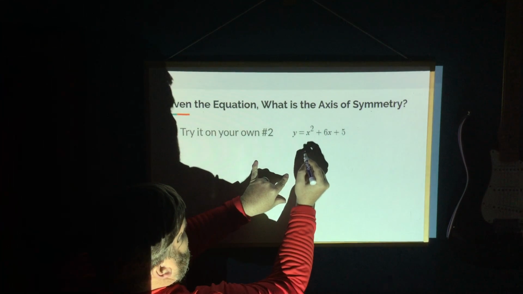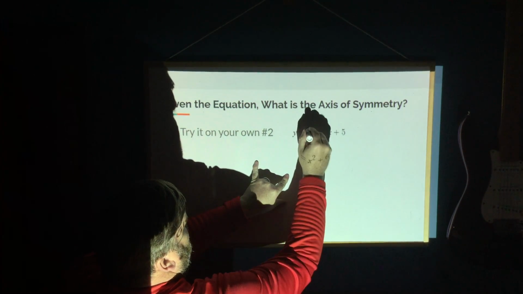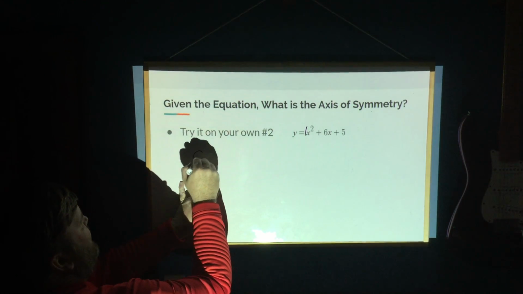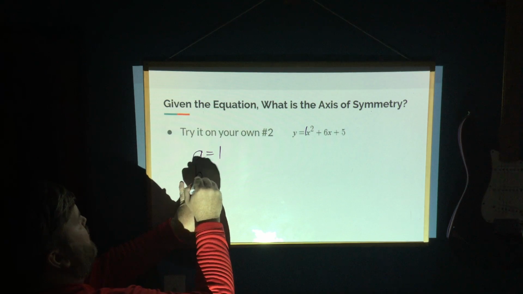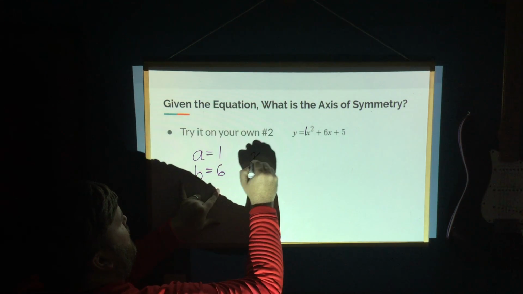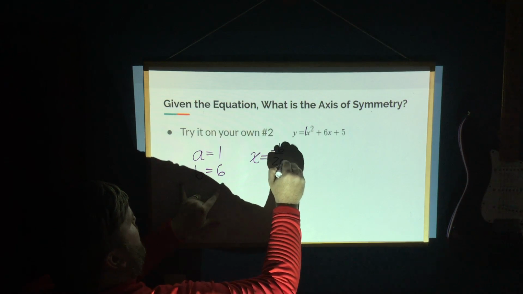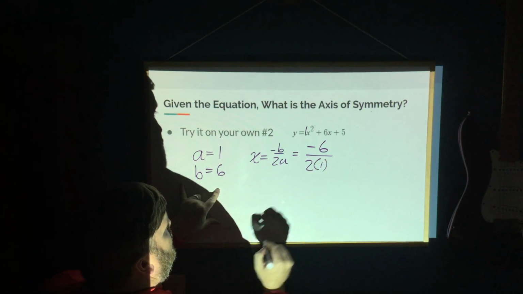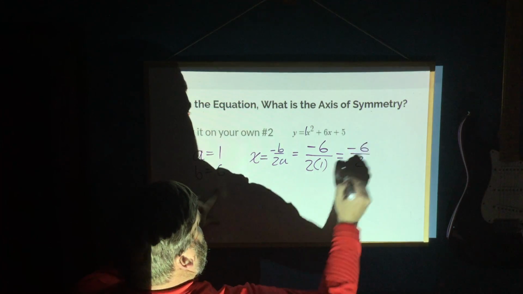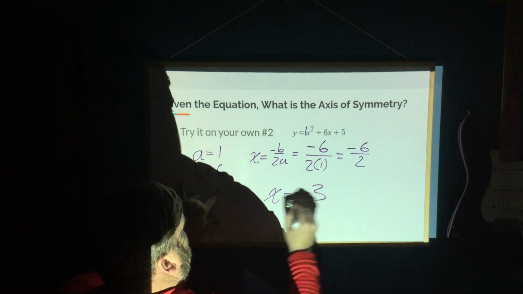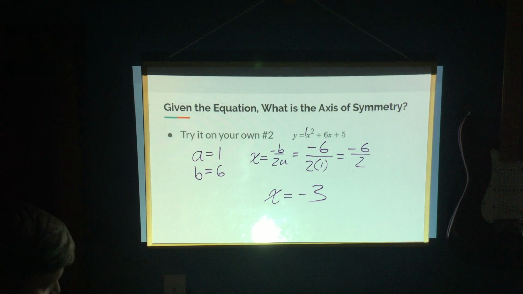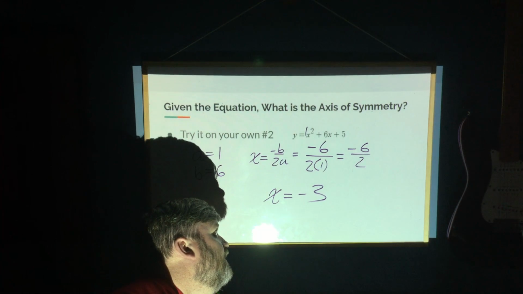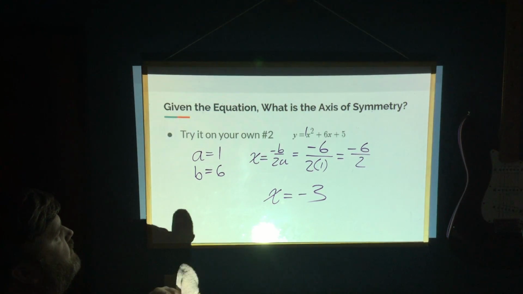All right, so we have a 1 here. Oops, I didn't draw it, right in front of the x squared. So we'll have a is 1 and b is 6. So the equation x equals negative b over 2a. We get negative 6 over 2 times 1, which is negative 6 over 2. X is negative 3. So the axis of symmetry for that parabola is x equals negative 3.